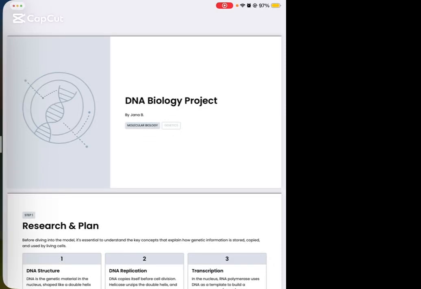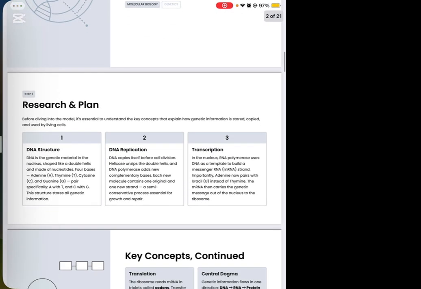DNA Biology Project. This project explains how genetic information flows from DNA to proteins and how this leads to observable traits.